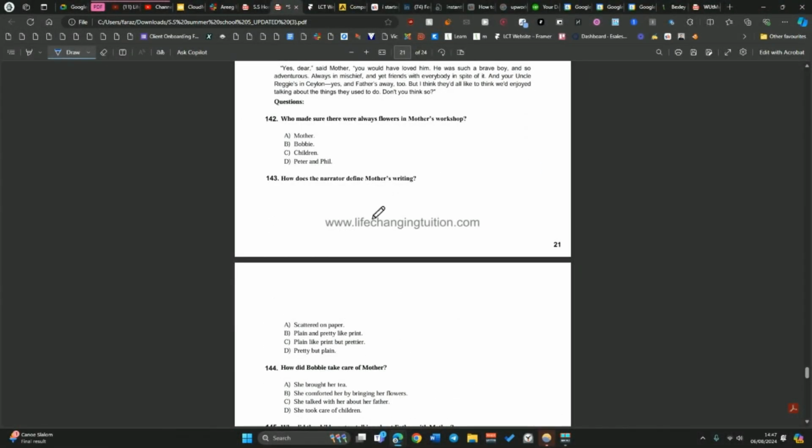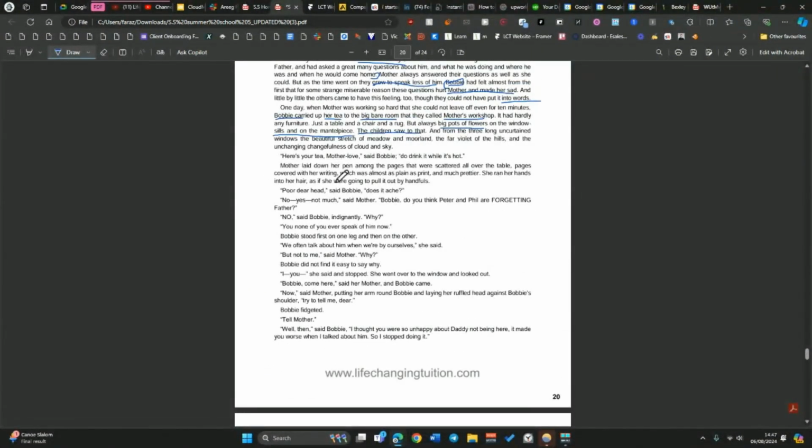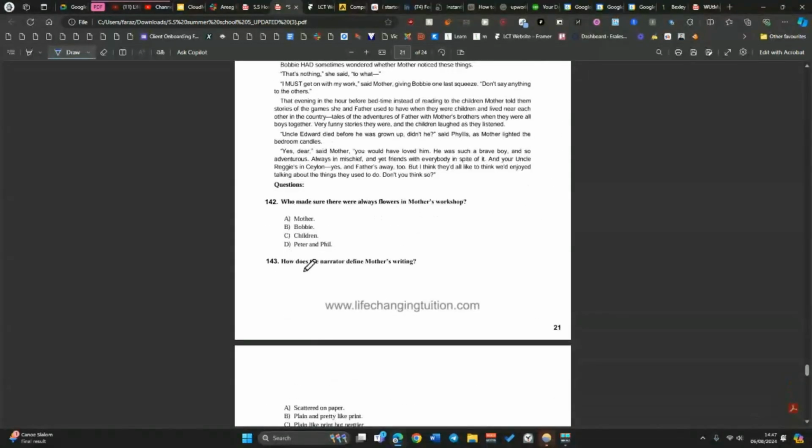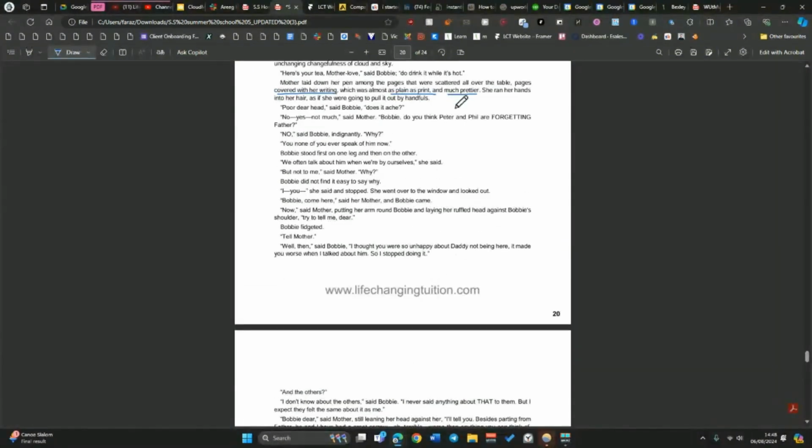How does the narrator define Mother's writing? Alright. Covered with her writing, which was almost plain as print and much prettier. Okay, let's see what the answers to this one. Plain and pretty like print. Plain like print but prettier. So it does say that it's actually prettier than the print right here.